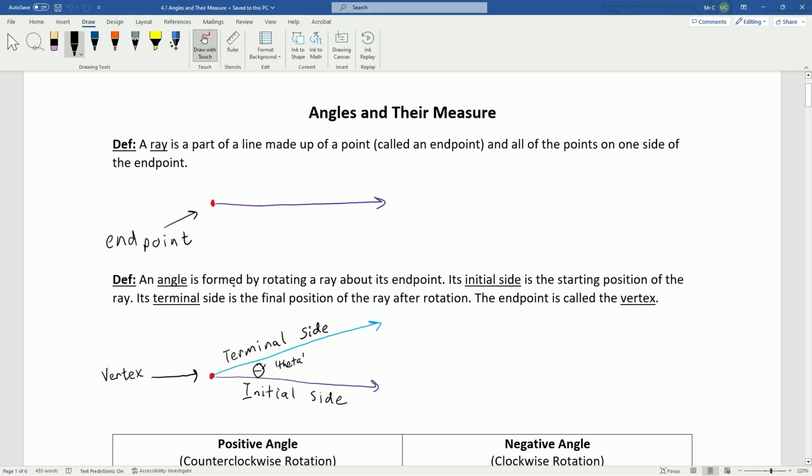So an angle is formed by rotating a ray about its endpoint. Its initial side is the starting position of the ray, and its terminal side is the final position of the ray after rotation. The endpoint is called the vertex. So in other words, if I start with this initial side and I rotate it, that rotation is what forms the angle. The angle is the shape formed between rotating the initial side to this terminal position. Okay, and now we call that endpoint where the initial side and terminal side meet the vertex.